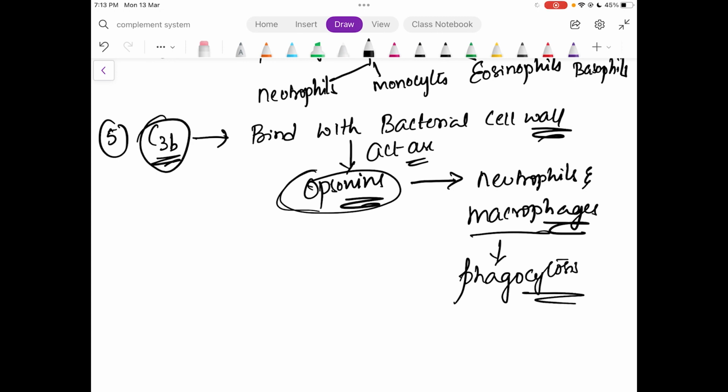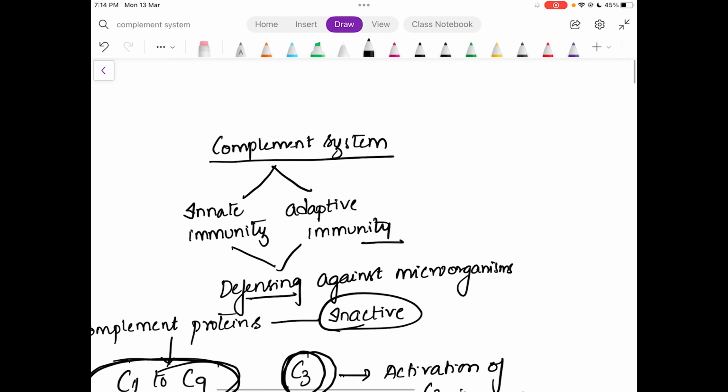So this C3b will act as a sugar coat on the bacterial cell wall, so that this sugar coat, this C3b is like a sugar coat which will attract neutrophils and macrophages, which causes phagocytosis. So this is about complement system, and in next part we will see clinical point of complement system. In different diseases, how this complement system is causing action. We will see different clinical scenarios.